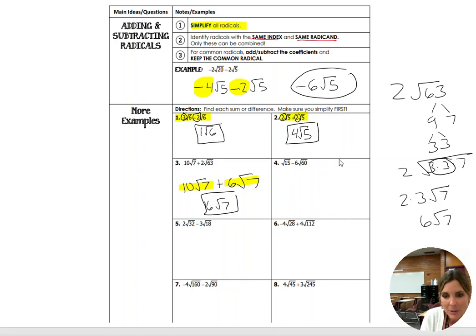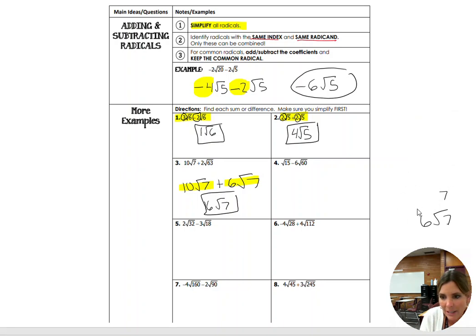Okay, so let's go ahead and try number 4. So in your calculator, you're going to put in the square root of 15, and then enter. So when you do the square root of 15, you'll see that that one does not simplify. Okay, and then you're going to put in negative 6 root 60. Be very careful with this because there is a subtraction sign in front of the 6. It is a negative 6 root 60.